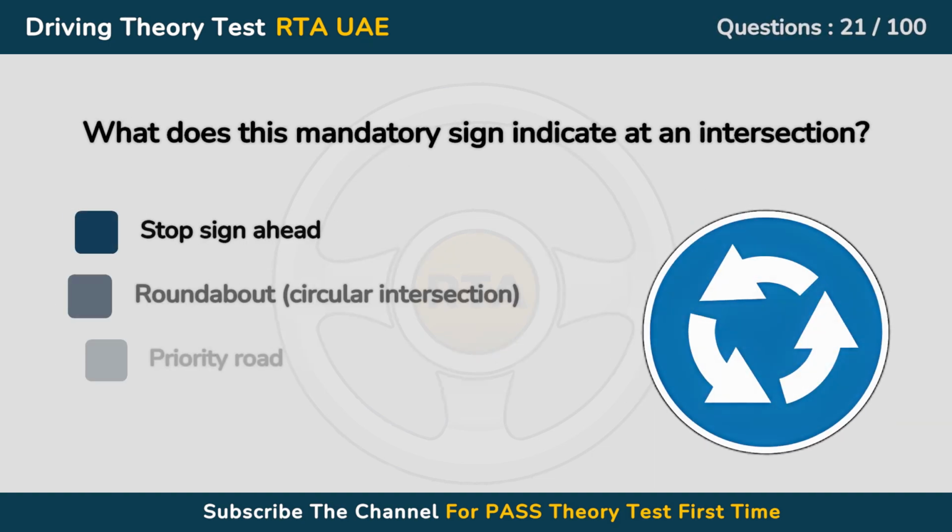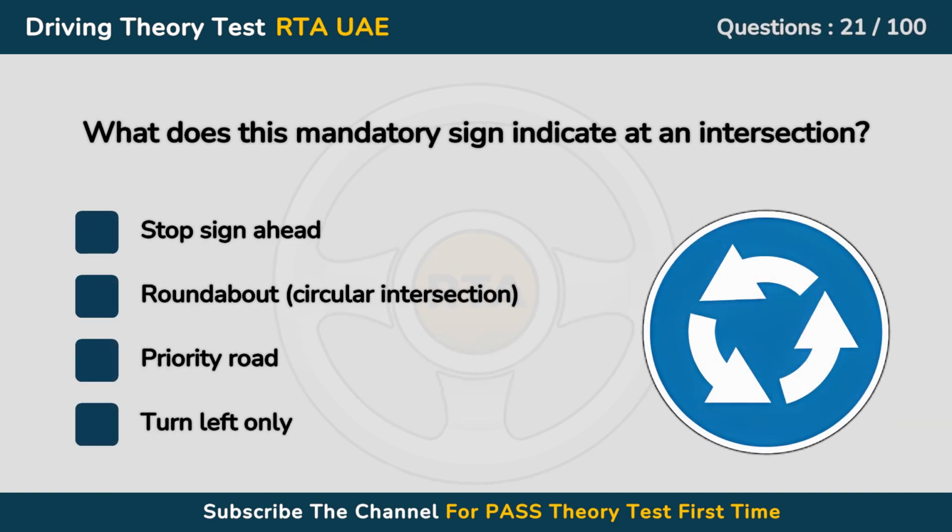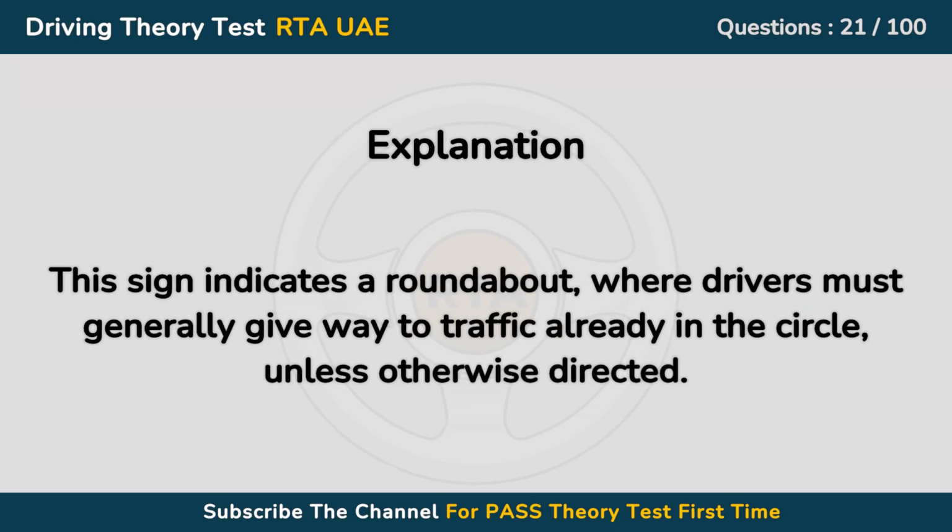Question 21. What does this mandatory sign indicate at an intersection? A. Stop sign ahead. B. Roundabout circular intersection. C. Priority road. D. Turn left only. Answer is B. Roundabout circular intersection. This sign indicates a roundabout, where drivers must generally give way to traffic already in the circle, unless otherwise directed.